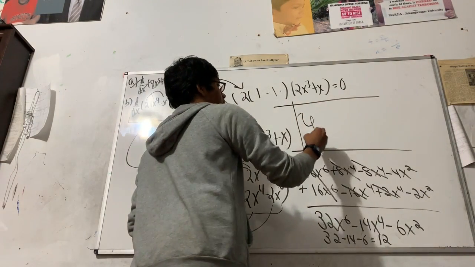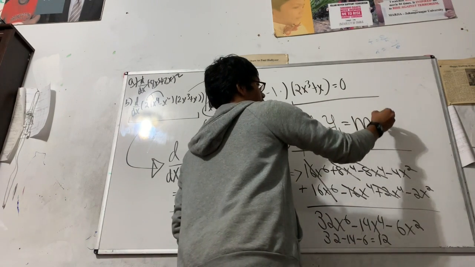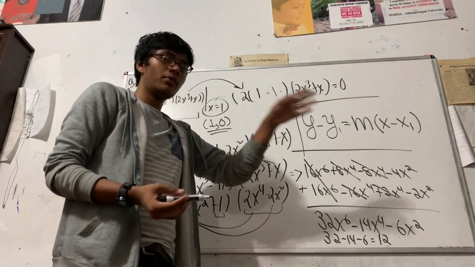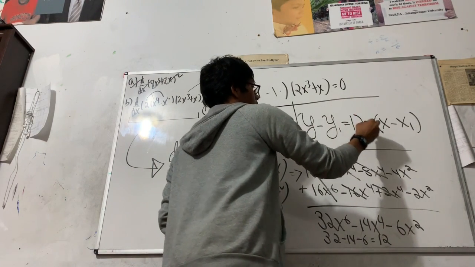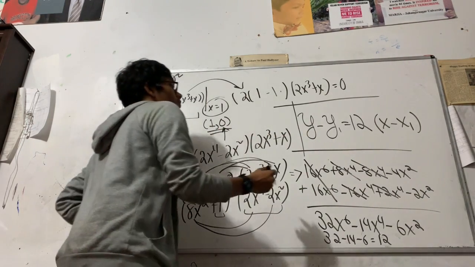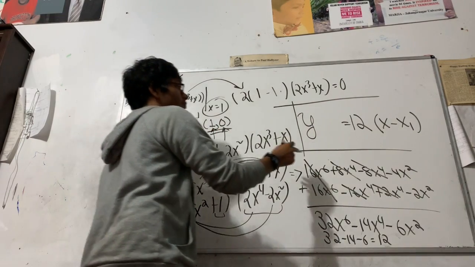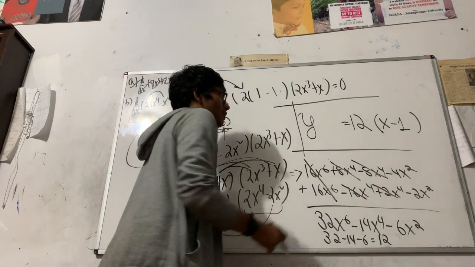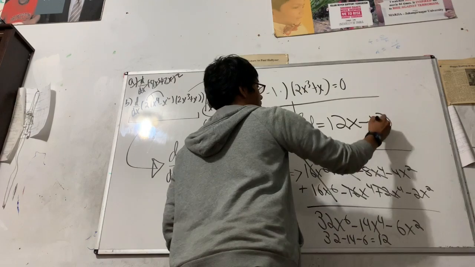So now go ahead and use the point-slope formula to find the equation of the tangent line. We know the slope of the tangent line is 12. So just go ahead and plug that in. What else do we know? We know the y1 of our first point is 0, right? And we know our x1 is just 1. So the equation of our tangent line becomes y equals 12x minus 12.